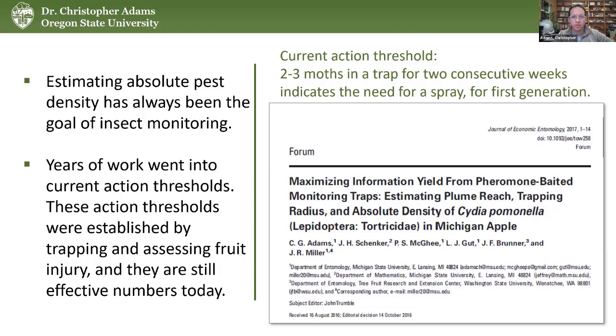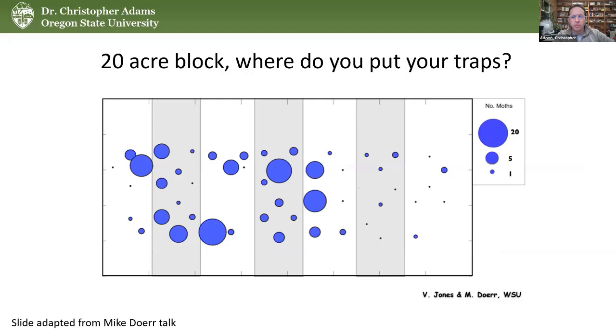So I believe that this is data from 100 traps placed in a 20-acre block that shows the actual catch data over a short period of time. We see that emerging populations can be unevenly distributed throughout the block. So where do you put the trap?